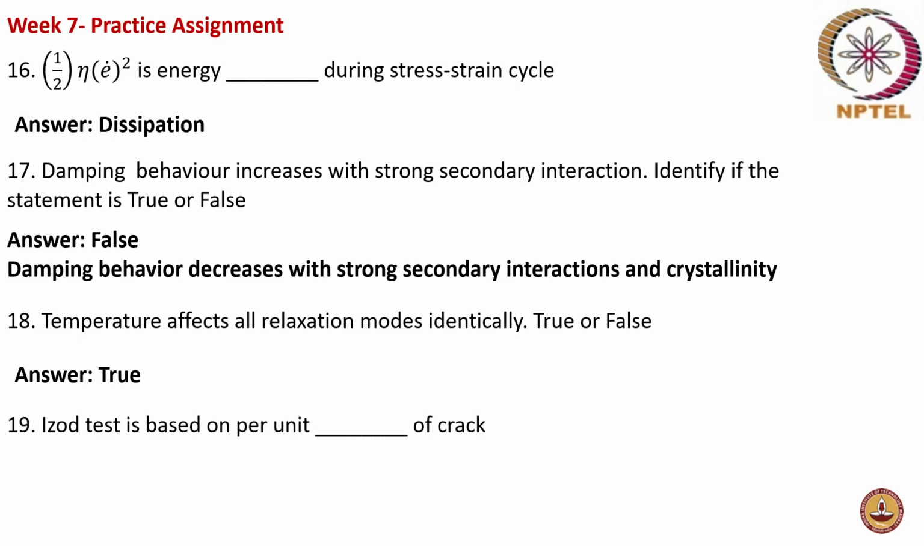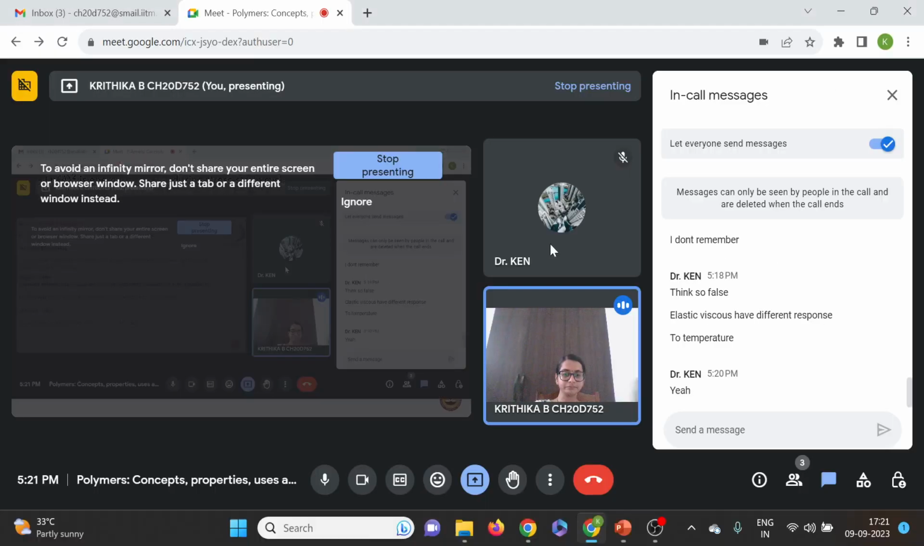Next. Izod test is based on per unit of length of crack. So we have two different types of tests: one is the Izod test and the other is the Charpy test, for understanding the impact behavior.